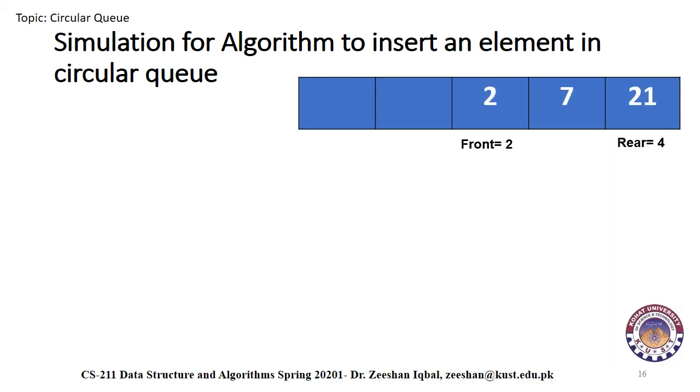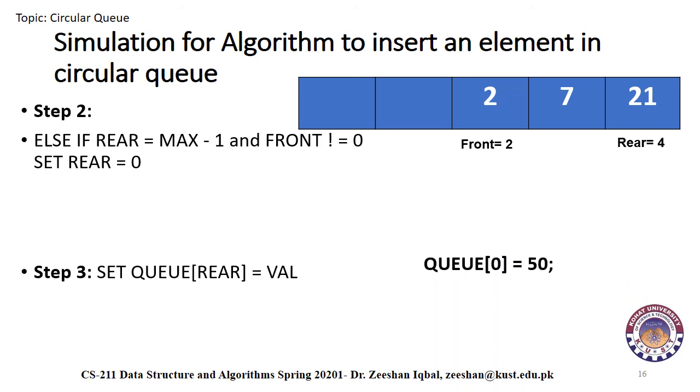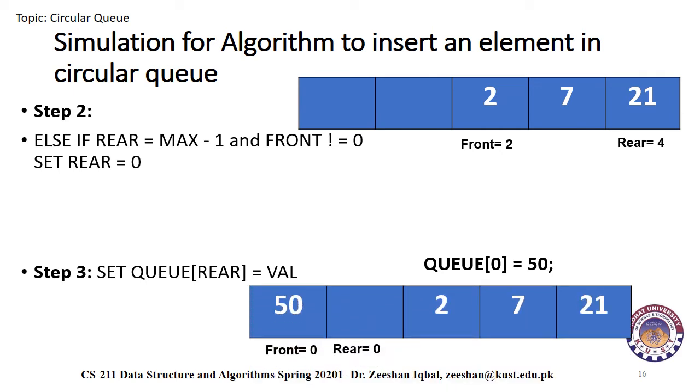Suppose again we have a case where the queue has 3 elements and the front value is 2 and the rear value is 4, as shown in the figure. In this case, the else-if condition, rear is equal to max - 1 and front is not equal to 0, will be true, and we'll set the new rear to position 0 directly. Suppose we want to add 50 as the new value, control will move to step 3 and will set queue[0] equal to 50. After the insertion process, the queue will be like this.